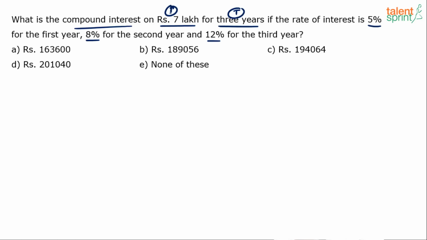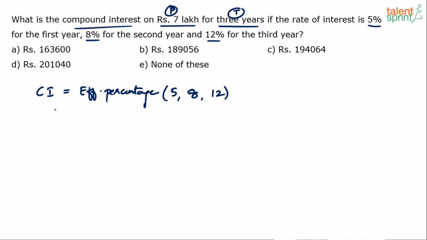So P, T, R, all three variables are given to you. All you have to do is the compound interest calculation. You can follow the concept of percentages that we have discussed. You know that compound interest can be calculated using effective percentage. Compound interest here is going to be the effective percentage of all three values. What are the three values? 5, 8 and 12. Do the effective percentage calculation. That percentage on the principal amount will give you the answer.